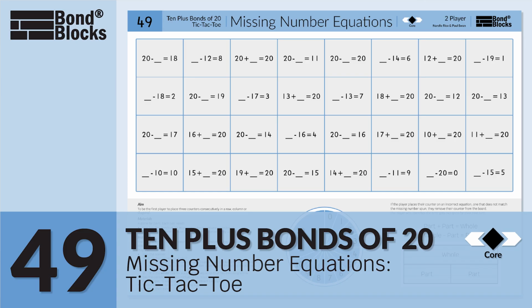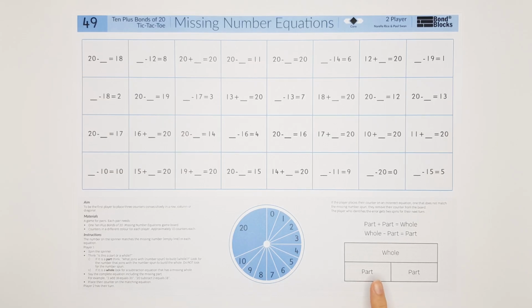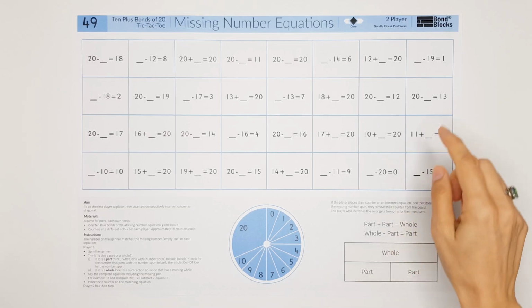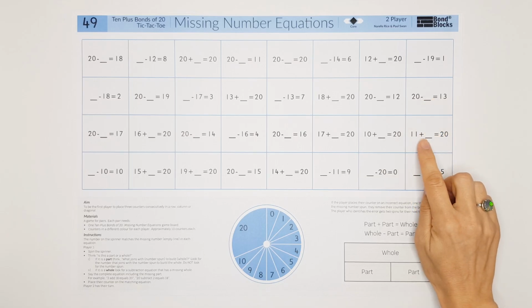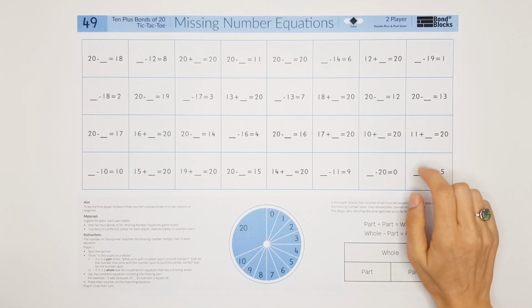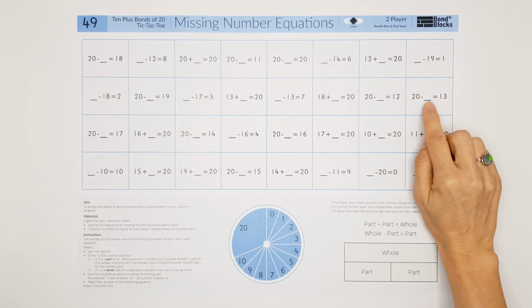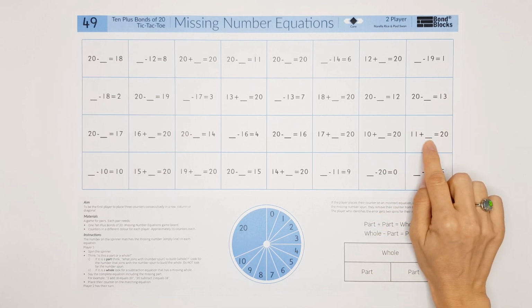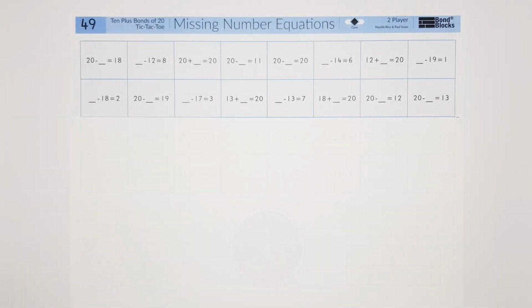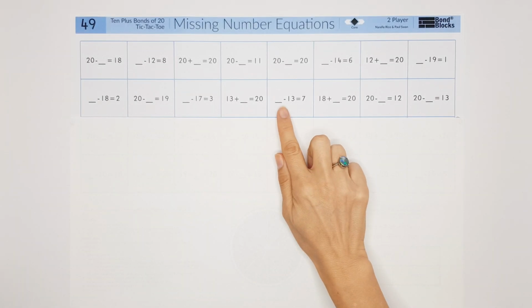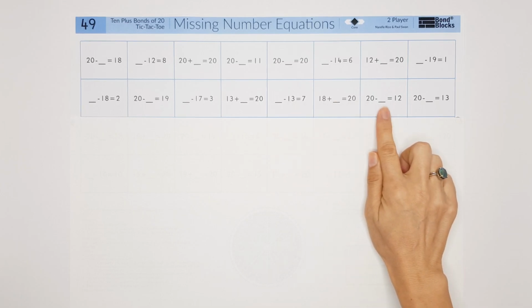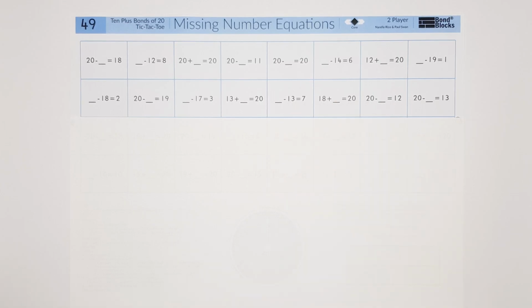Welcome to Activity 49. In this activity, we will be using part, whole to find missing numbers in subtraction equations and addition equations. In the subtraction equations, the missing number can be in the whole position or in the part position. In the addition equations, the missing number is in this part position. I'm going to model for you 3 examples, 1, 2, 3, solving them using part, whole.